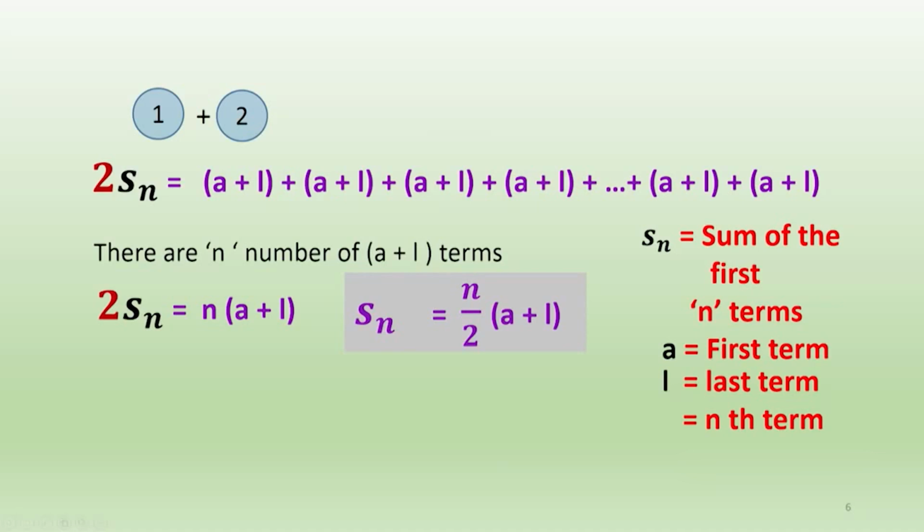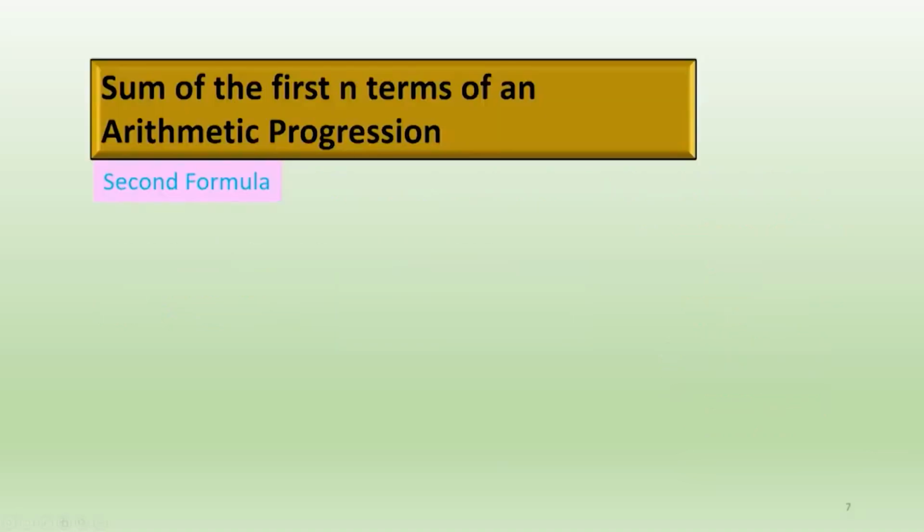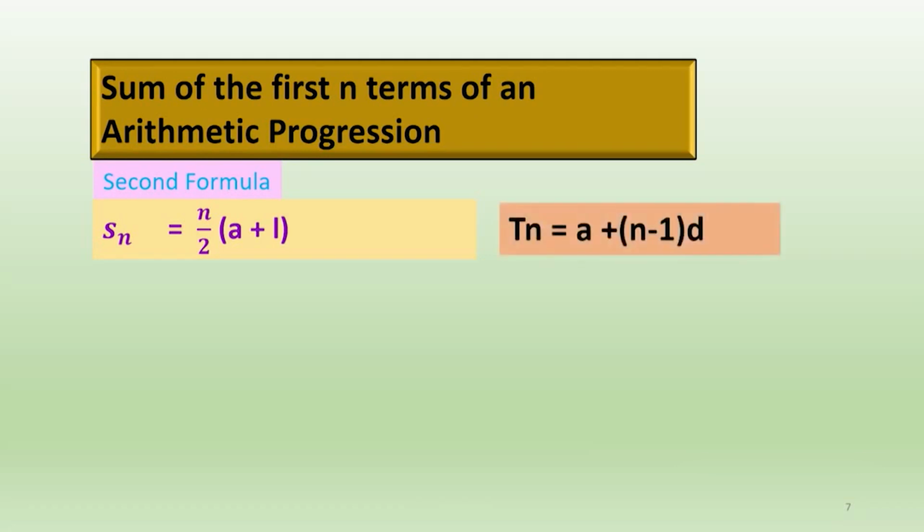Then I am going to derive the second formula. How do we build it? I use the first formula, Sn equals n over 2 times (a plus L). Here, I think you remember the Tn term. What's the Tn term? Tn equals a plus (n minus 1)d. Do you remember that?